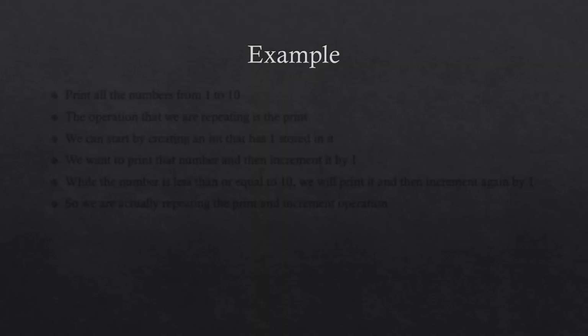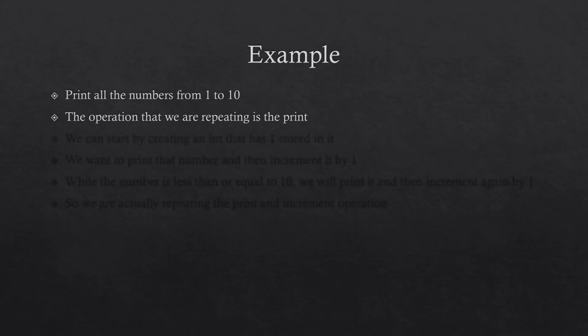So in our example, we wanted to print all the numbers from 1 to 10. The operation that we were repeating is the print operation. And we started before the loop by creating a variable, an integer variable that has 1 stored in it. And that's what we called initializing our variables. So this is the variable we'll be using in our loop. So we initialize that variable before the loop.